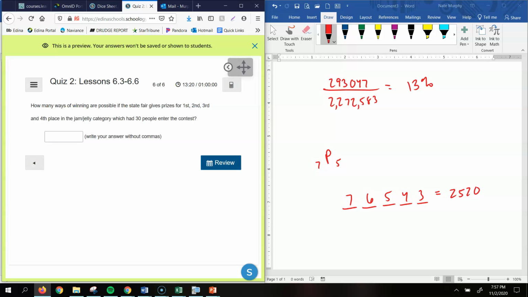Last problem. All right, how many ways of winning are possible if the state fair gives prizes for first, second, third, and fourth places in the jam or jelly category that has 30 people enter the contest? So this time we're going to have a permutation of 30 people, and we're only going to be selecting prizes for first, second, third, and fourth place.